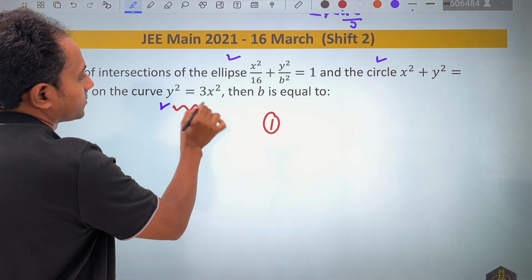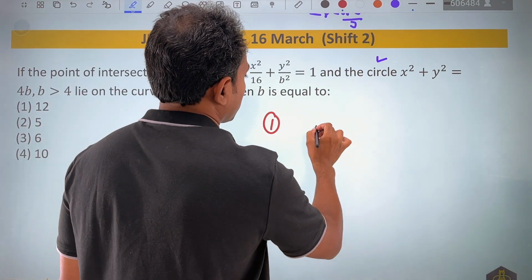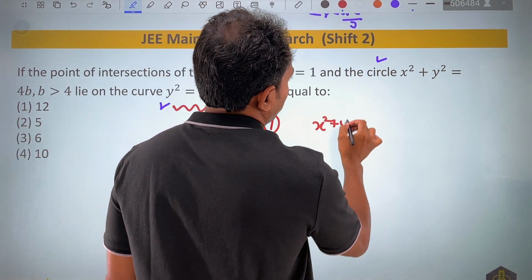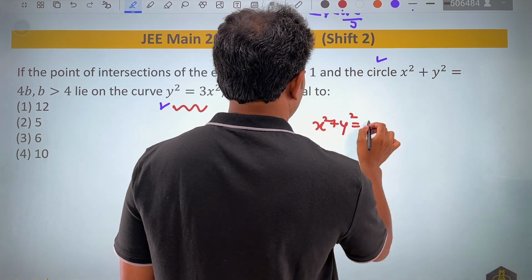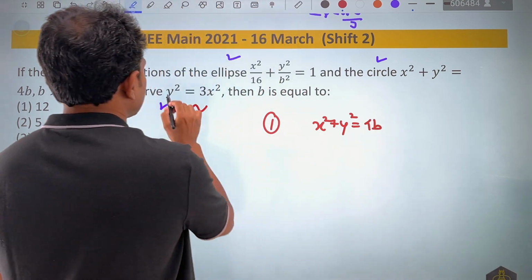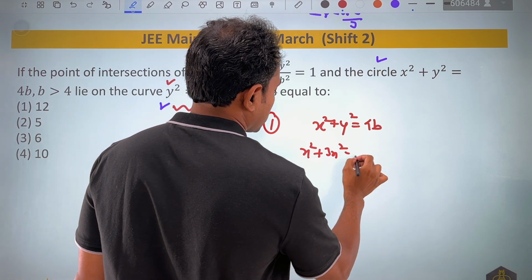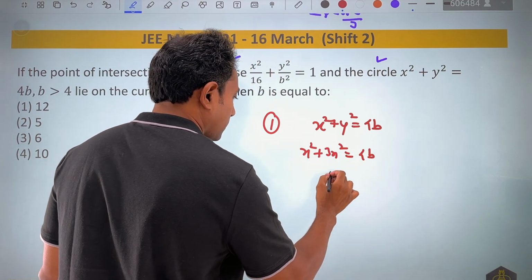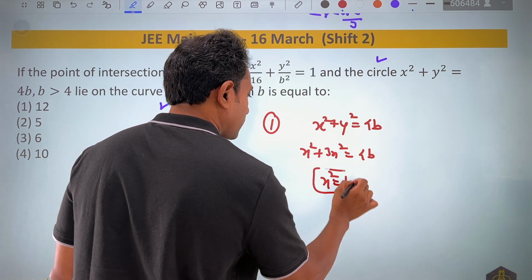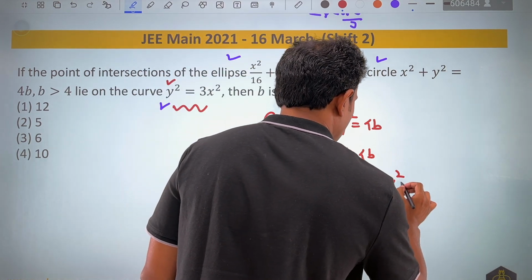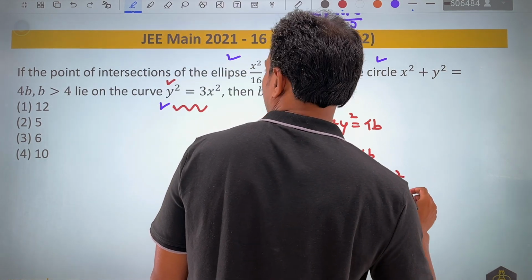Because if I take this point and find the intersection with the circle, what we have is the equation of the circle as x square plus y square is equal to 4b. I can substitute the value of y square. So x square plus 3x square will be equal to 4b. x square comes out to be equal to b. Hence y square will be equal to 3b.